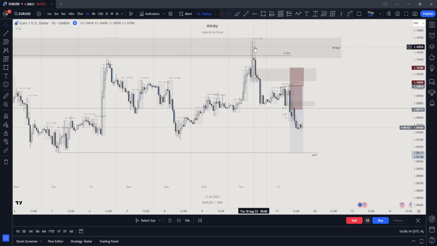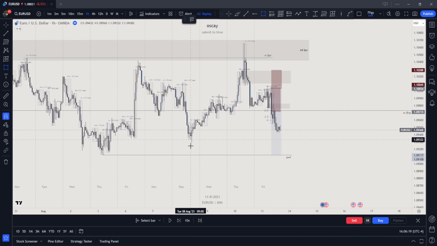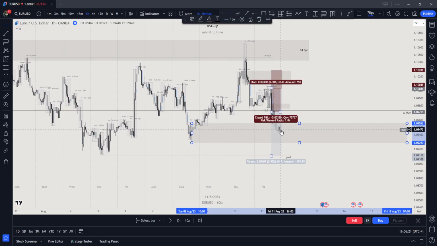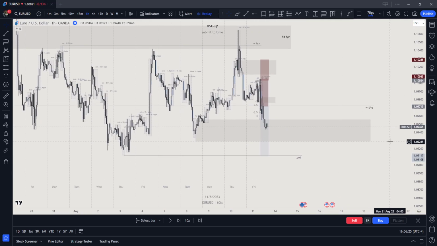So high, low, higher high, high, low, higher high. So this is going to be a breaker. So we want to see price melt through here and then use it as potential support.